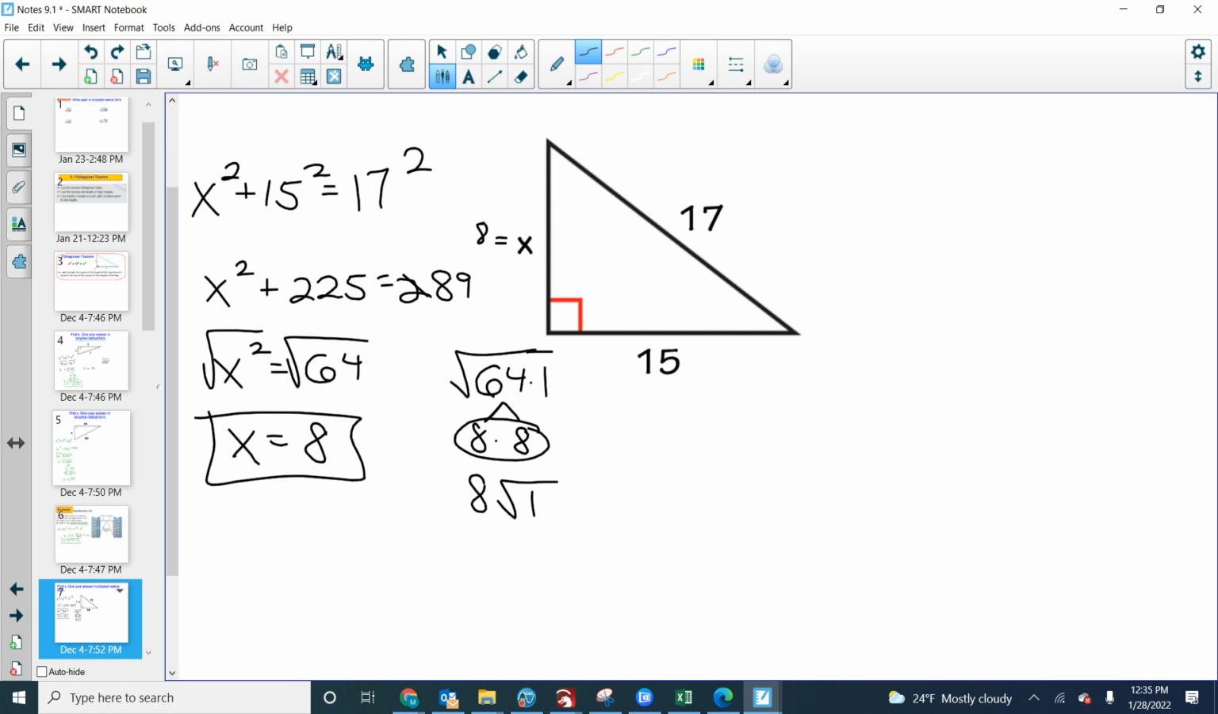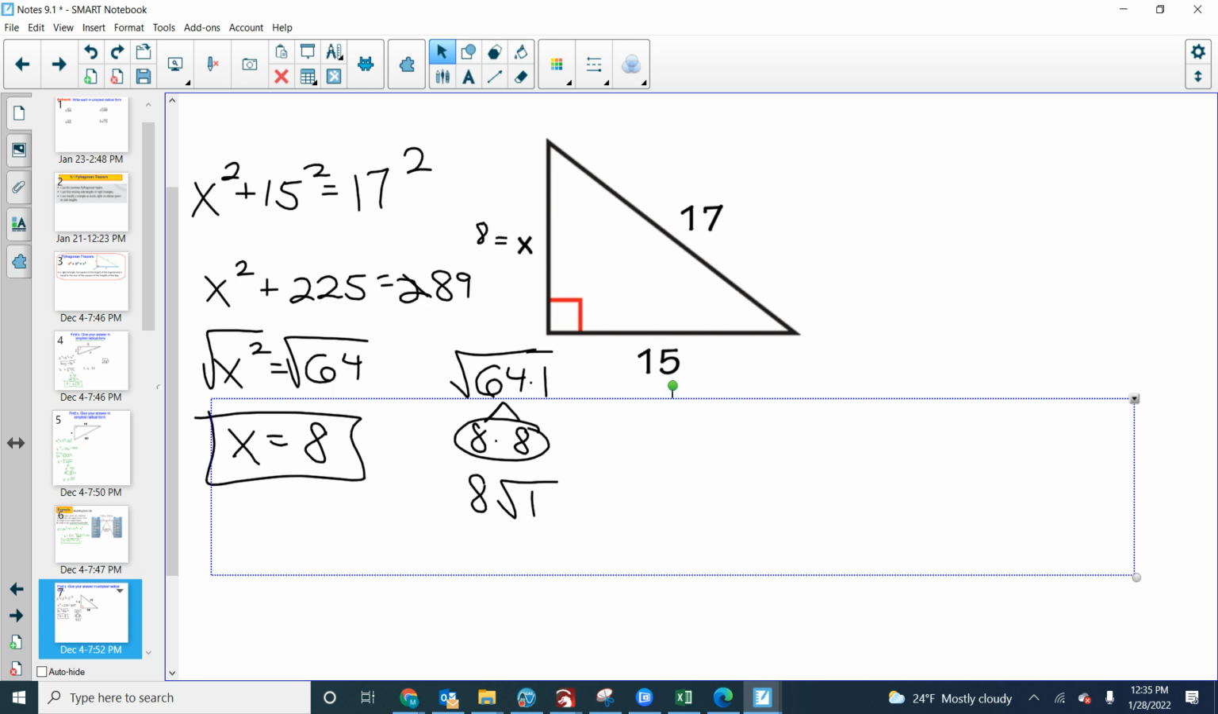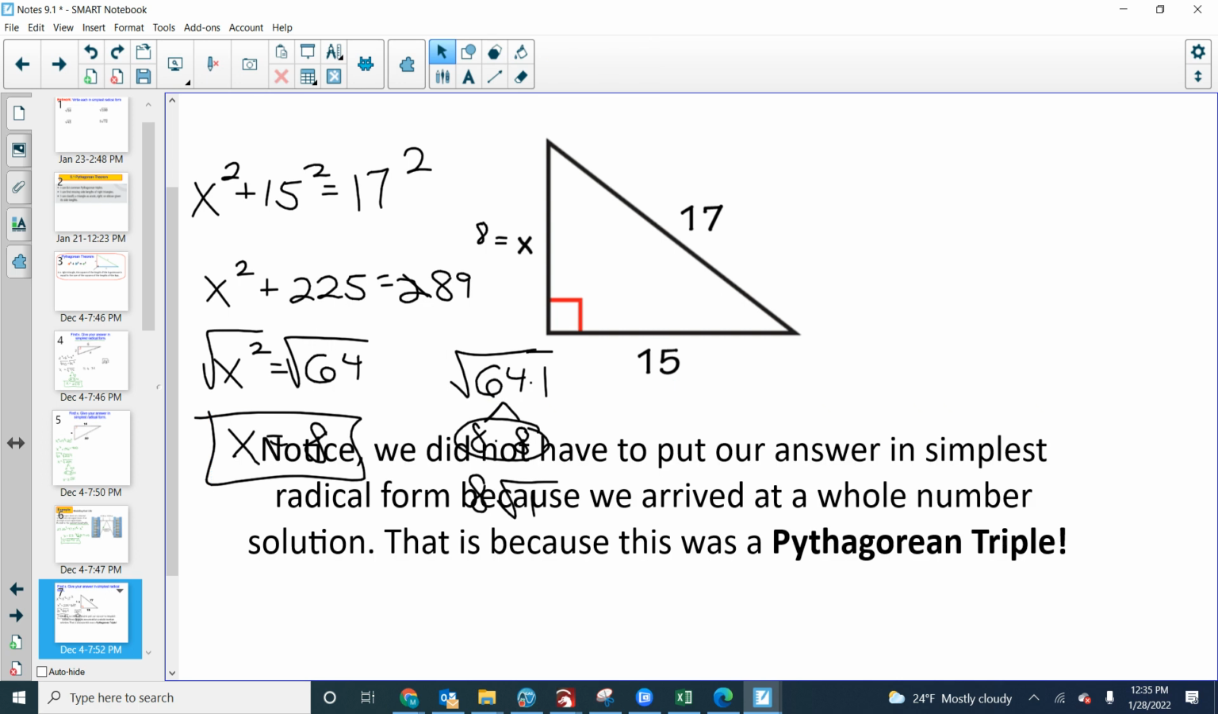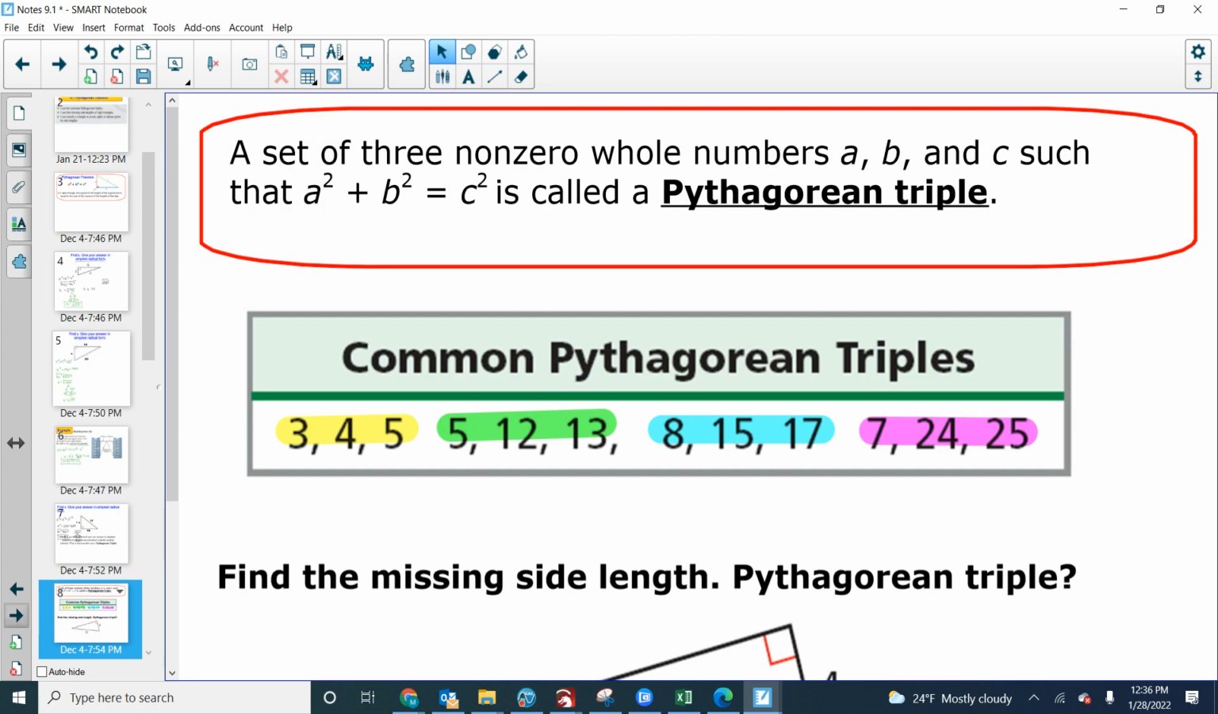Special name for that. It's called a Pythagorean triple. A set of 3 non-zero whole numbers, a, b, and c, such that a squared plus b squared equals c squared is called a Pythagorean triple.